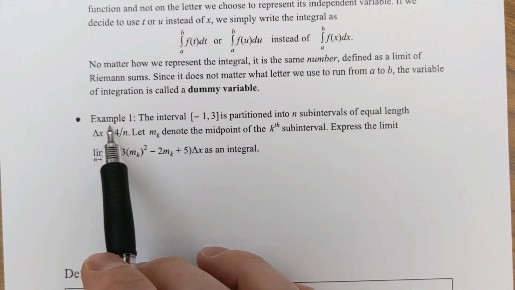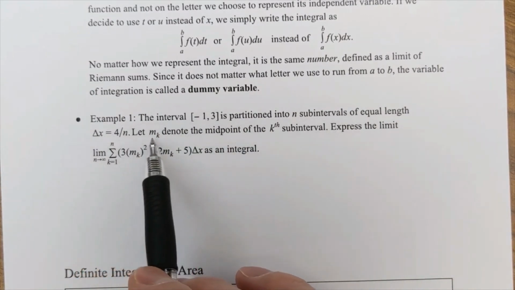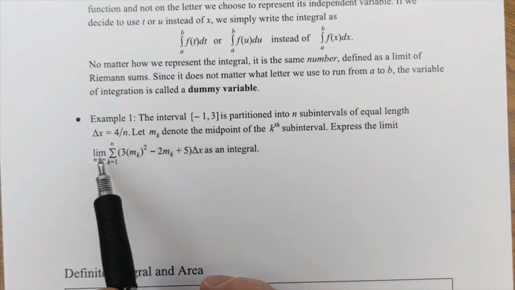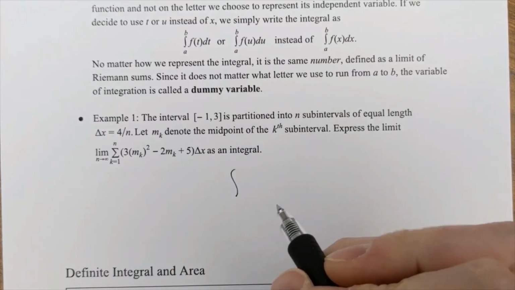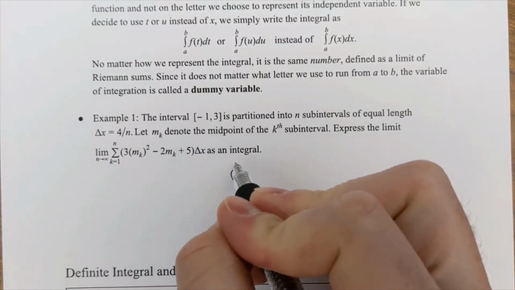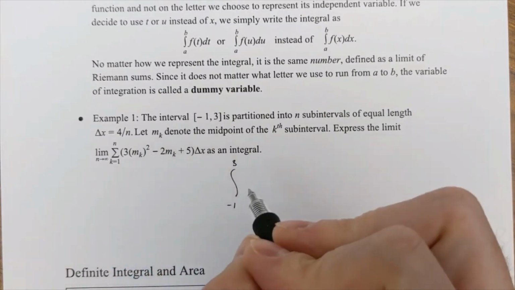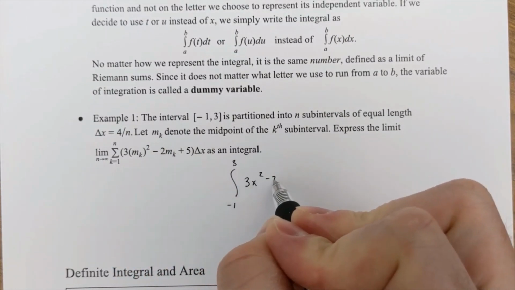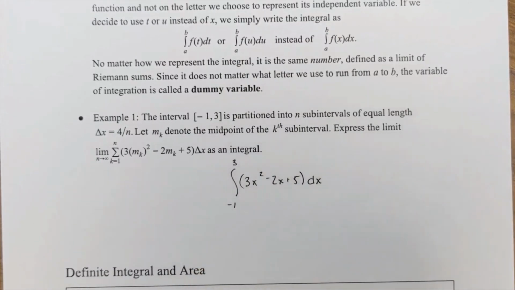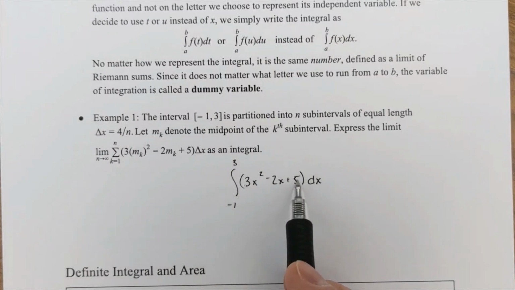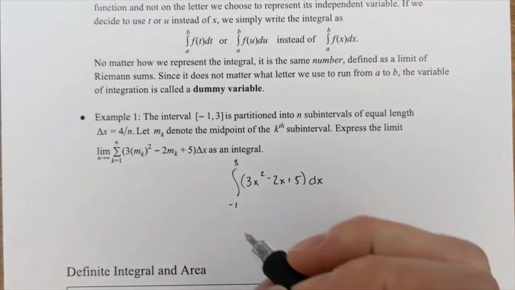Okay, so example 1: the interval from -1 to 3 is partitioned into n subintervals of equal length, and so on. Let m_k denote the midpoint; express the limit as an integral. So the integral symbol, we're going from -1 to 3. And then our function is just going to be in terms of x's. So 3x squared minus 2x plus 5 dx. Sometimes you'll see this stuff put in parentheses, sometimes not, just depends on the formatting. But that's the answer. That's the integral.